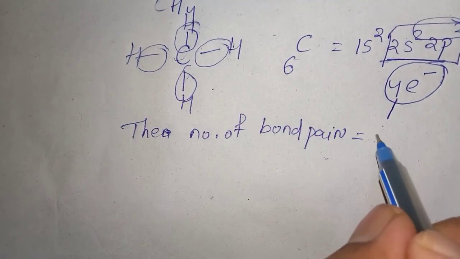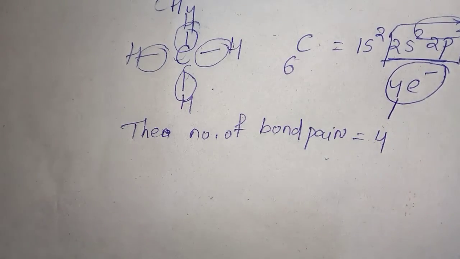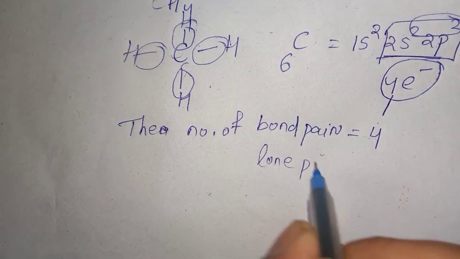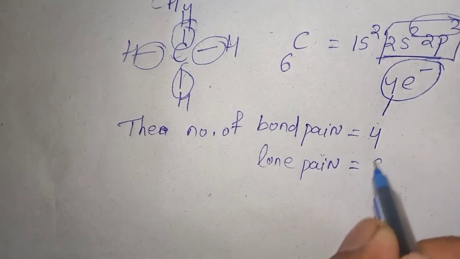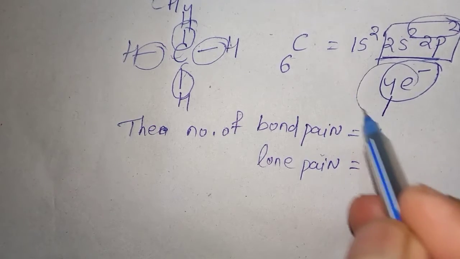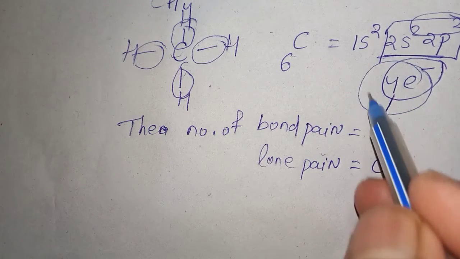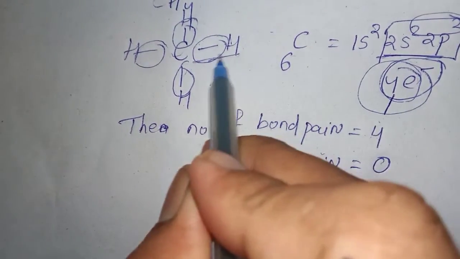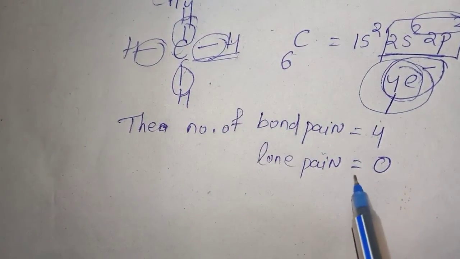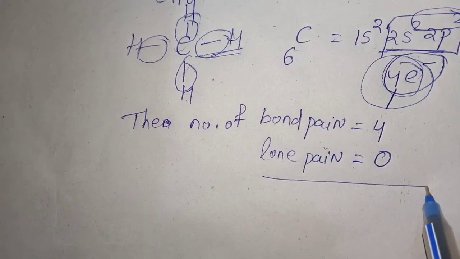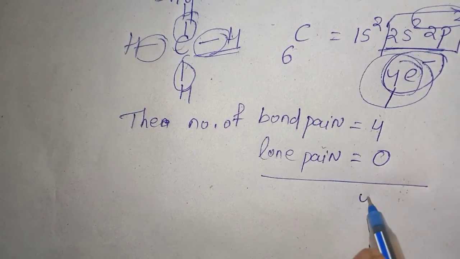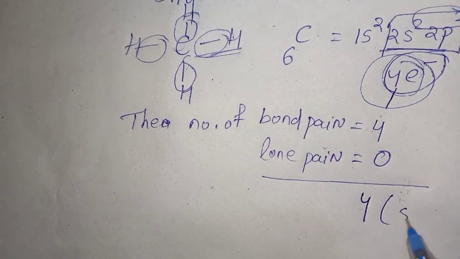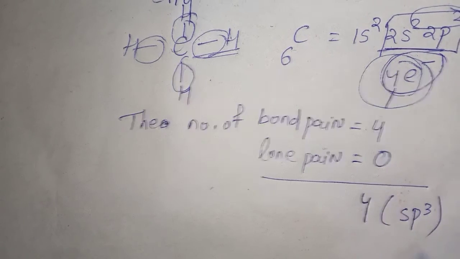So the bond pair is equal to 4 and the number of lone pair is equal to 0. As we know, there are 4 valence electrons present in carbon, and all the 4 electrons bonded with 4 hydrogen atoms. So the lone pair is equal to 0. And the sum of bond pairs and lone pair is equal to 4. And if this is 4, the hybridization is sp3 hybridization.